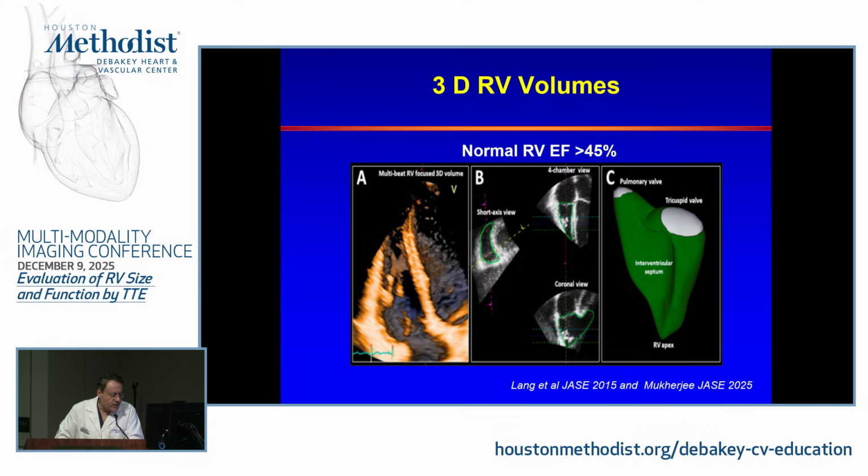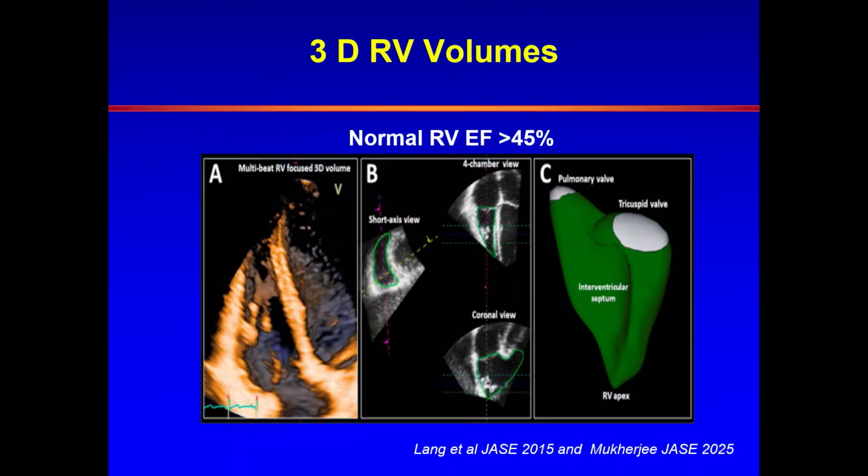Then comes the 3D RV volumes. Remember that the RV has different components. We look at them in different views, but if we want to combine them together, we want to do 3D. So when you get the 3D, you depend on the different views, and they are put together to end up with a 3D volume.